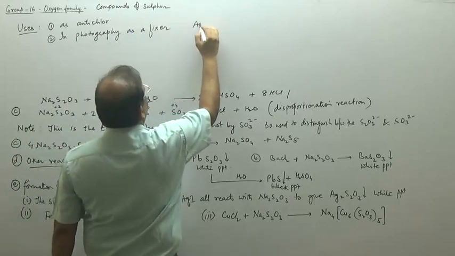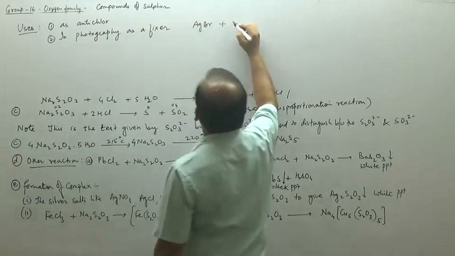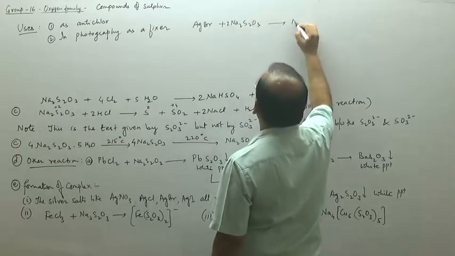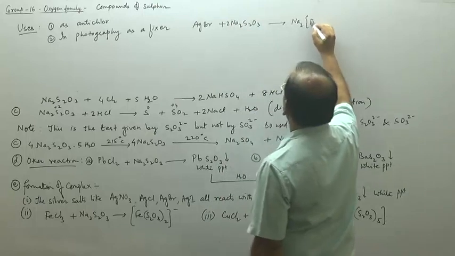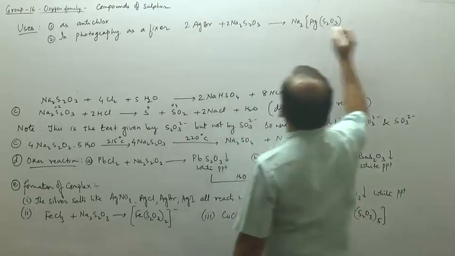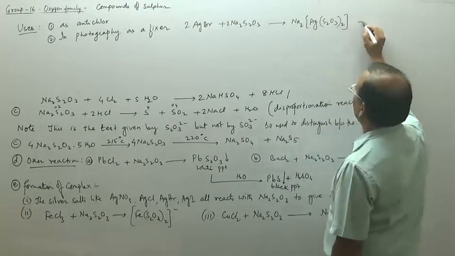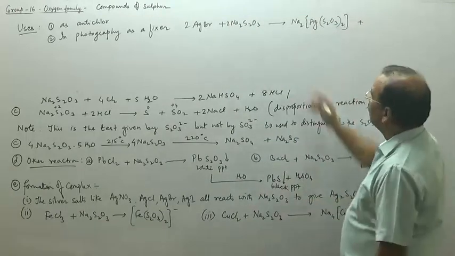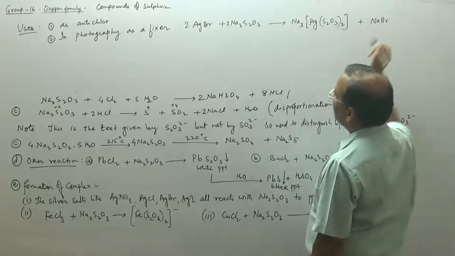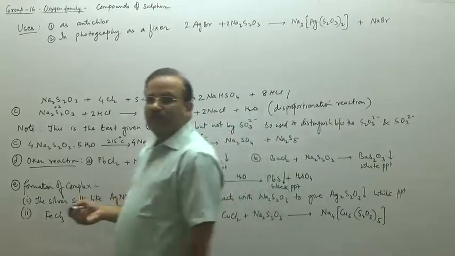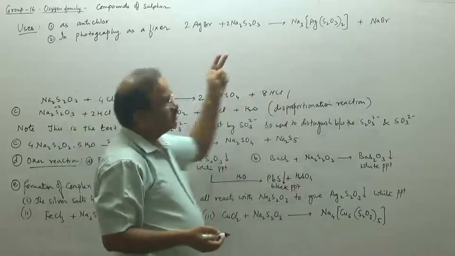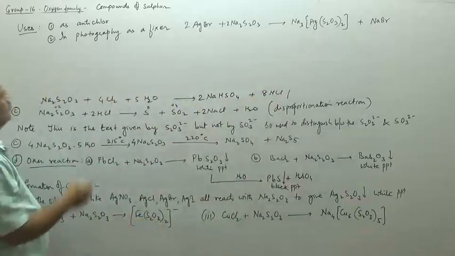When AgBr reacts with sodium thiosulfate, Na2S2O3, then we get Na3[Ag(S2O3)2] plus NaBr. So that is how we are able to write it. This is a fixer. The negative is converted into the positive. That is what we call a fixer, so it is used in photography.